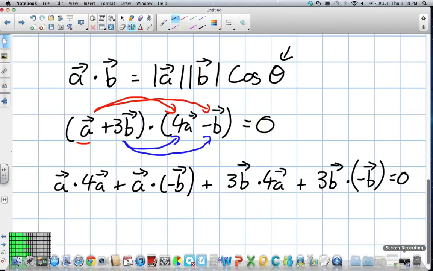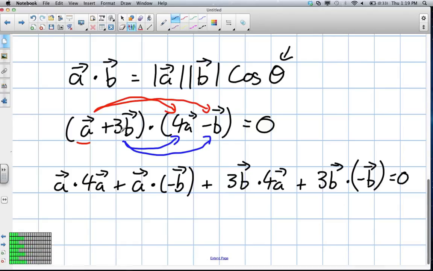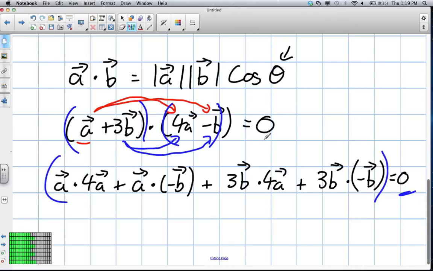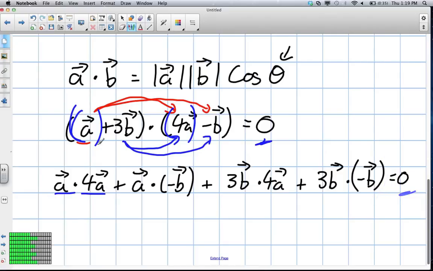Oh, okay. So what we did to get these numbers, that's FOIL, that's what this is. This is the equivalent on this side. So the 0 comes down to that side of the equation. And what I did is I wrote them out. I did A times 4A, which is our first one. I then took the A, and I knew I had to multiply it by the negative B. So I just added A times the negative B.